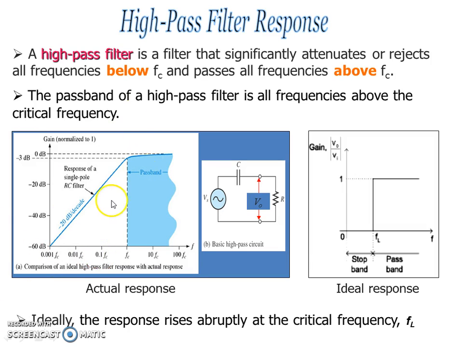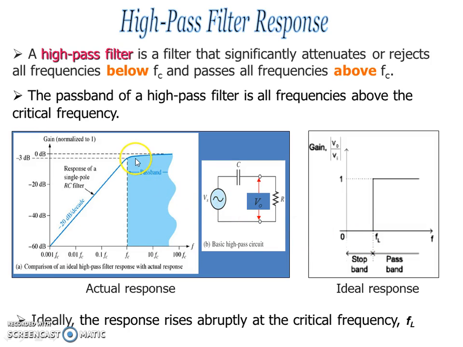If you see the actual and ideal response of a high pass filter, in this particular actual response you can see a gain roll off of minus 20 dB per decade. Here we will have the attenuation band. This band we call the attenuation band, or we can call it the stop band. So in the ideal response we will find the stop band here, where the cutoff frequency will be represented by FL or FC.